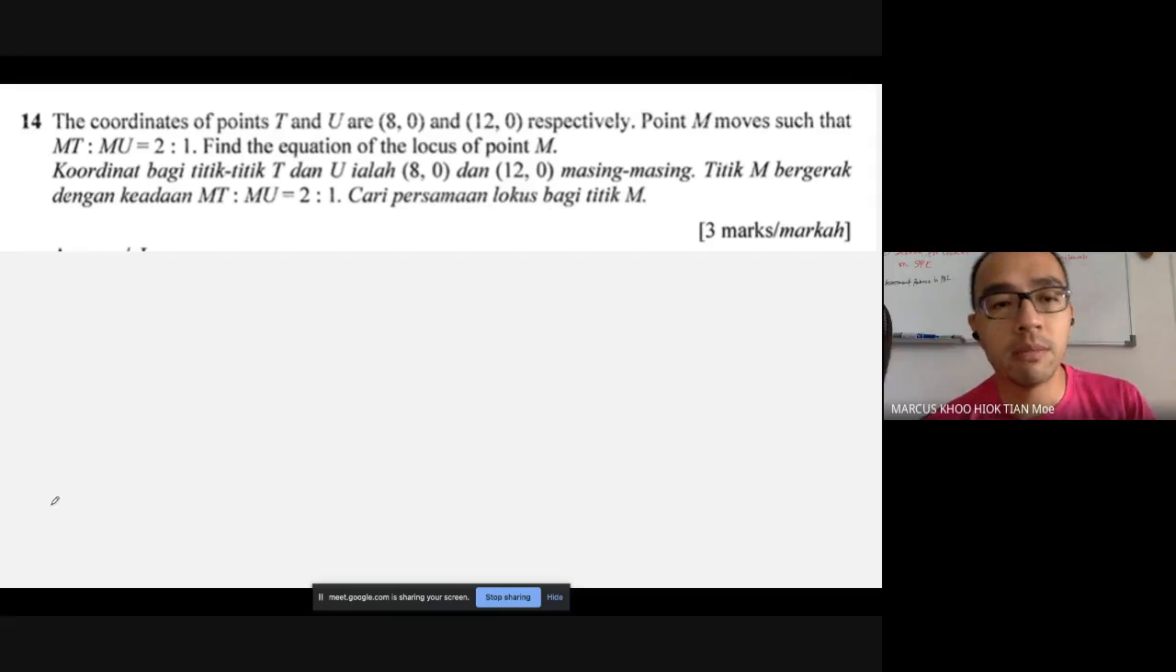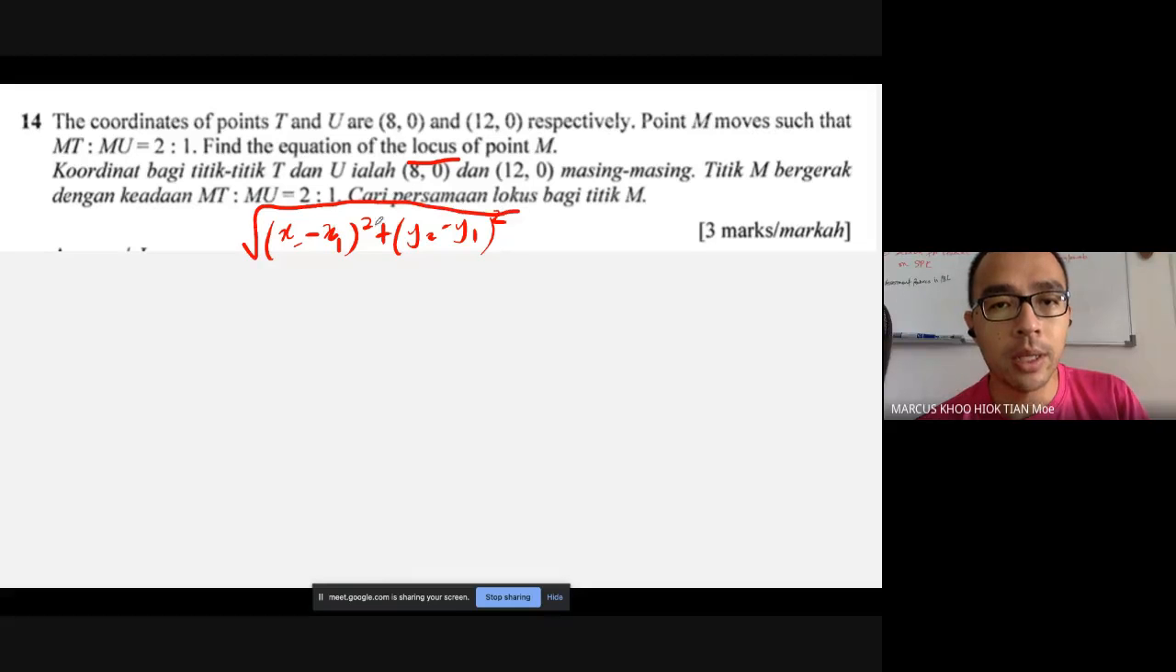Okay, so the keyword in this question that helps us to identify the chapter is this word locus. See the word locus over here. So when you see locus, this is coordinate geometry. And when you hear the word locus, we think of the formula square root of x2 minus x1, the whole thing squared, plus y2 minus y1, the whole thing squared. The formula for distance between 2 points.